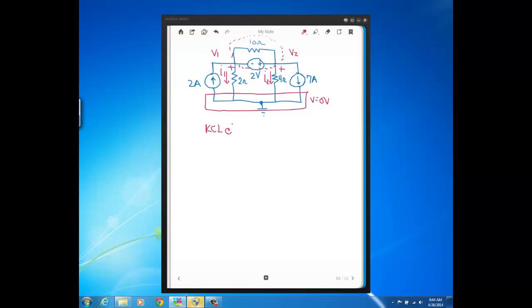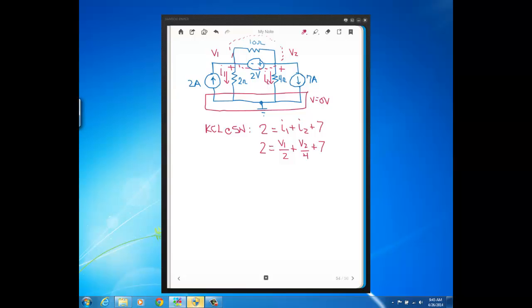So KCL at the supernode: 2 amps flowing in, and that's the only current flowing into the supernode. Then I have I1 and I2 and 7 amps flowing out. Then I write the currents through the resistors in terms of voltage using Ohm's law. I1 is V1 over 2, since this is ground, V1 minus 0 over 2, so just V1 over 2. I2 is V2 over 4, and then plus 7.